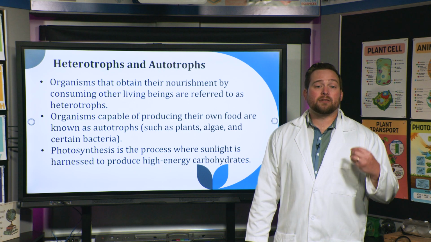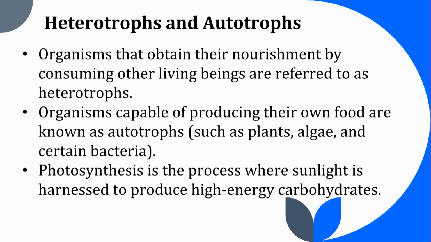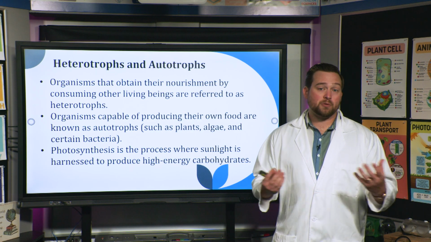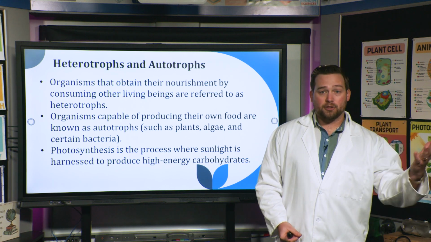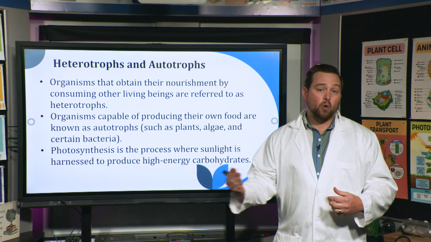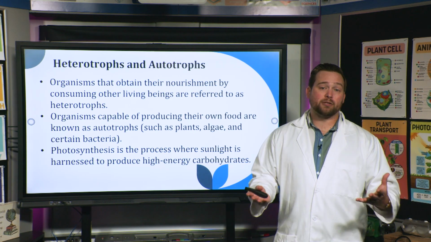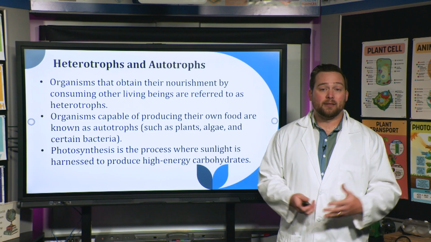And then lastly, photosynthesis is the process by which sunlight is harnessed to produce high energy carbohydrates. We're going to talk about photosynthesis a lot. It's how plants and some other organisms make their food. They use the energy in sunlight, they use water and carbon dioxide, they mix it up and make glucose out of it. So we're going to talk about photosynthesis a lot this unit.